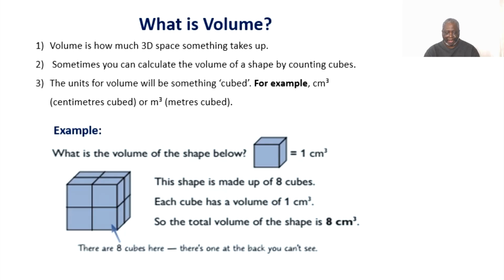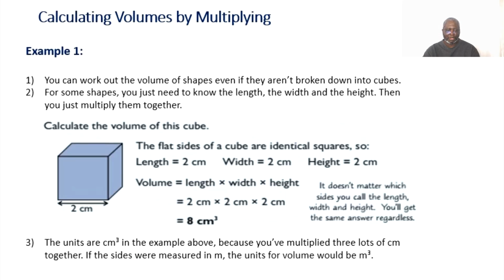You write cubed by adding a 3 after the unit. Calculating volumes can also be done by multiplying, where you need to have the dimensions. You can work out the volume of shapes even if they aren't broken down into cubes. For some shapes, you just need to know the length, the width, and the height. Then, just multiply them together, as you can see at the bottom there.